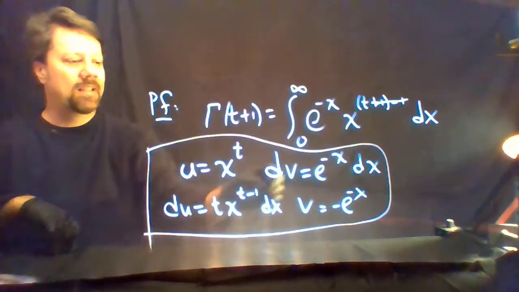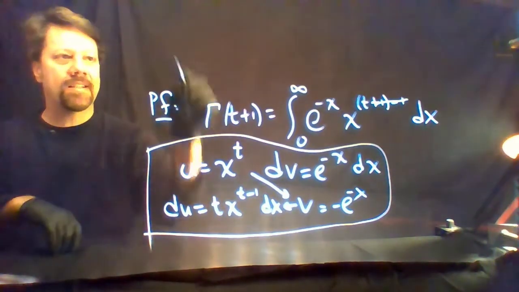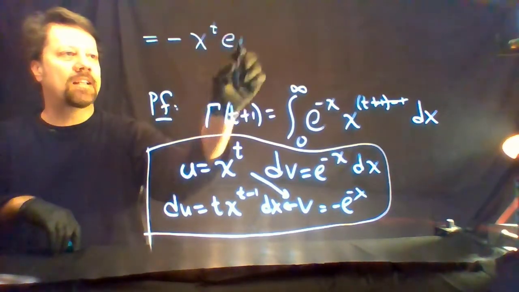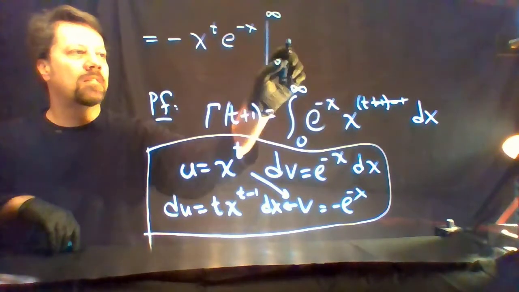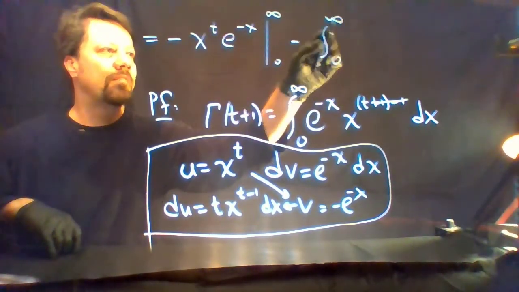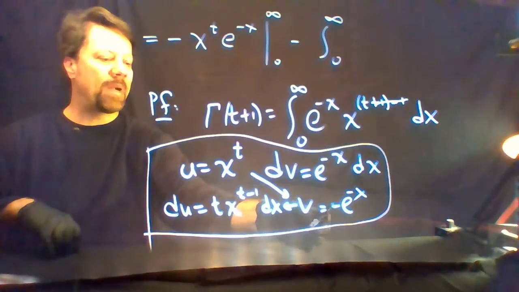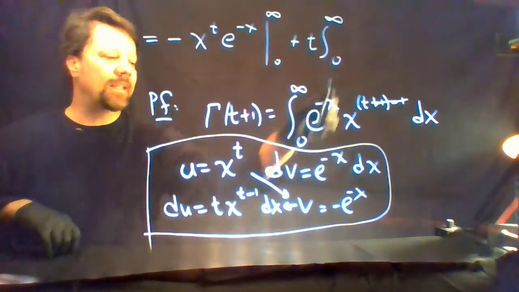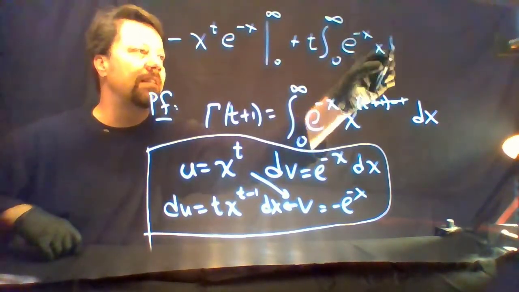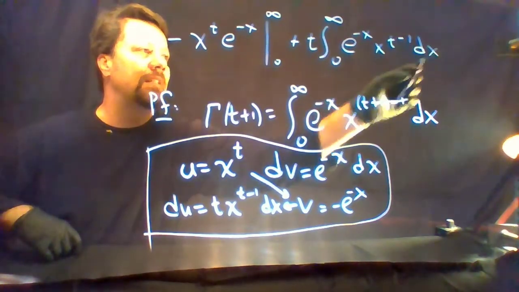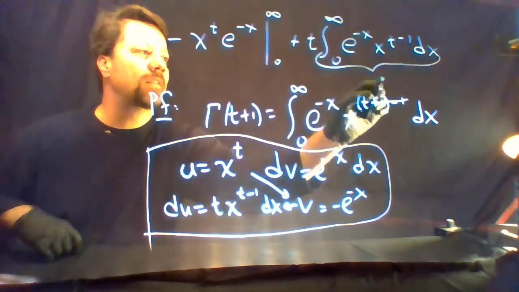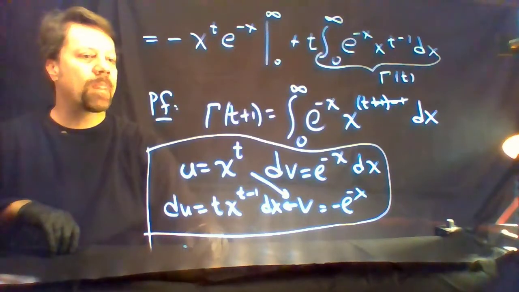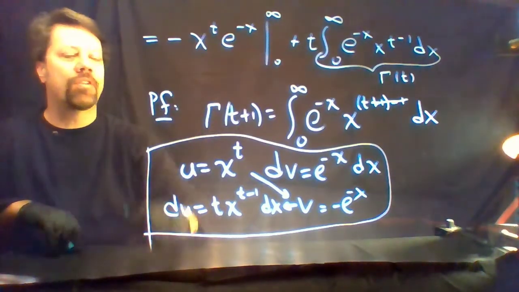The integral is then transformed as uv minus integral v du. uv is minus x to the t e to the minus x, minus integral v du. We have a minus that comes out and makes this a plus. The t can also come out, and we get e to the minus x, x to the power t minus 1 dx. Note that this part is gamma of t, so we have t times gamma of t here. The theorem will be proved if we can show that the first part is 0.